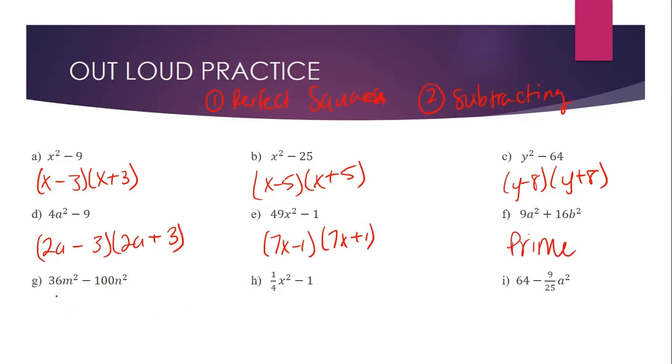All right, perfect squares on G, yes. And so, are they being subtracted? Yes. So you should have gotten 6m minus 10n times 6m plus 10n.